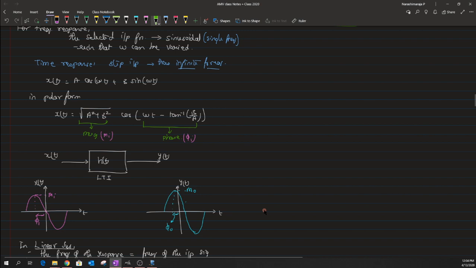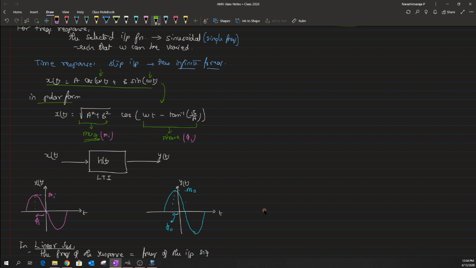Here I have taken a signal x of t, which is basically a sinusoidal signal oscillating at a particular frequency omega. The same could be written in a polar form, where we translate this entire signal into a form in which the first quantity represents the magnitude of the input signal, defined as Mi, whereas the second quantity defines the phase of this input signal.